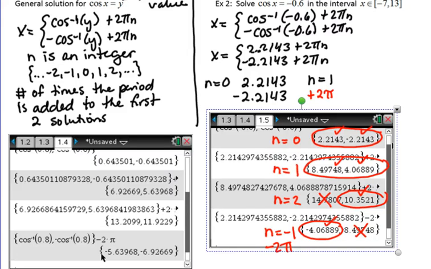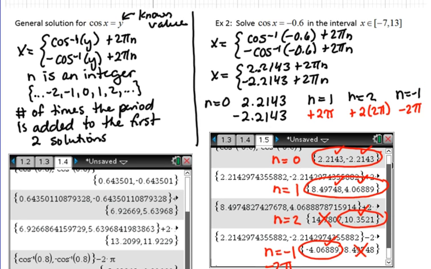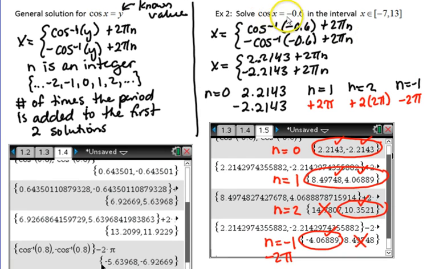So when n is equal to 1, I'm adding 2 pi. When n is equal to 2, notice that means I'm adding 4 pi to the original two numbers. So I was adding 2 pi again. And when n was negative 1, that means I'm subtracting 2 pi, 2 pi times negative 1. So that is in general how you find the general solution of just inverse cosine.